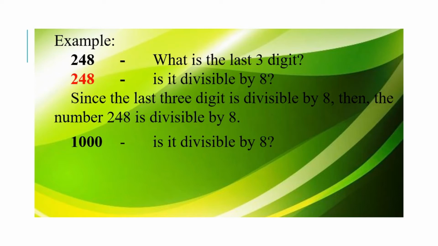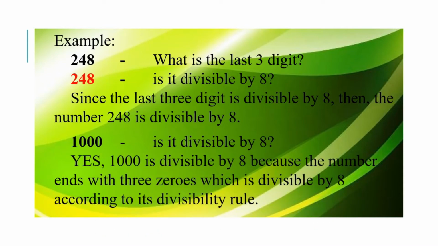Another example, 1000. Question: is it divisible by 8? Yes, 1000 is divisible by 8 because the number ends with 3 zeros, which is divisible by 8 according to its divisibility rule. Understand? Very good.